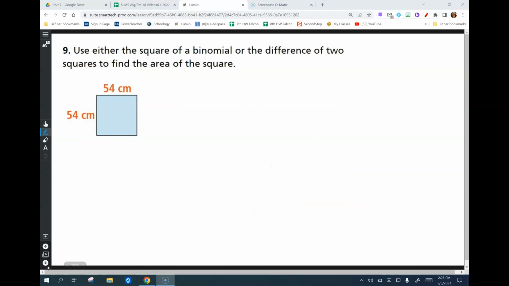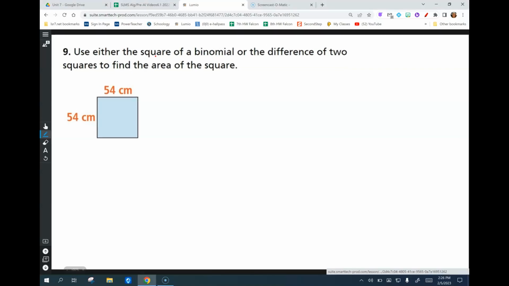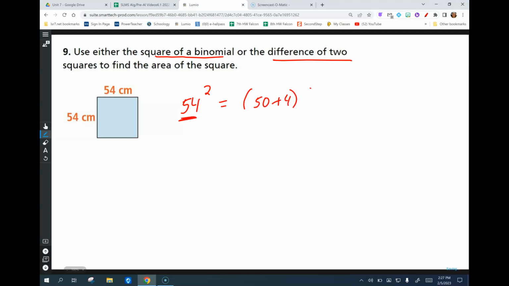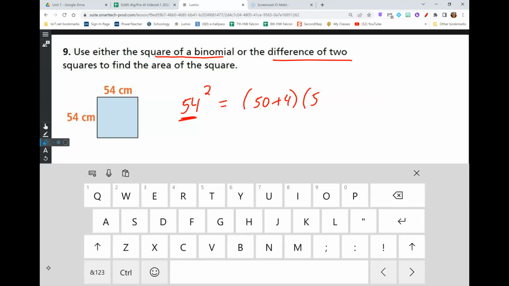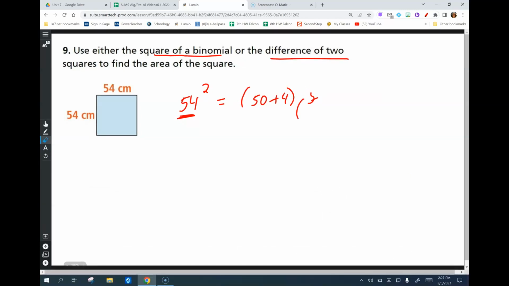These are also pretty cool, and I'm just going to show them to you. Not sure what the assignment will have in it, but it's always better to have too much information than not enough. So it wants us to find the area of this and either use the square of a binomial or else use a difference of squares. Just look at the problem. It's going to be 54 squared, so it's going to be 50 plus 4 quantity squared.